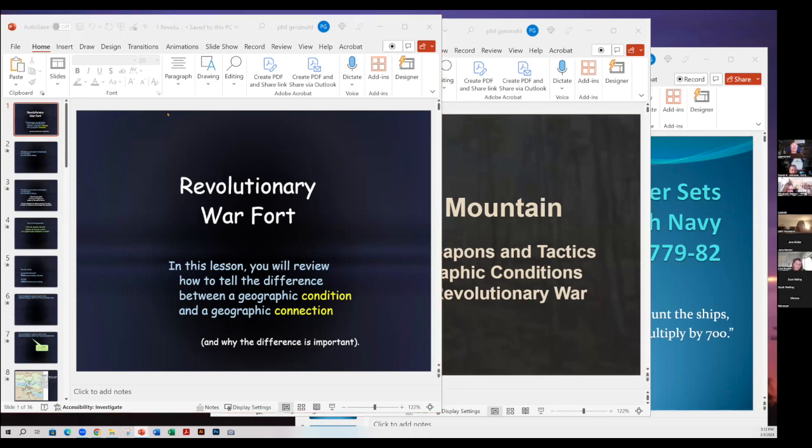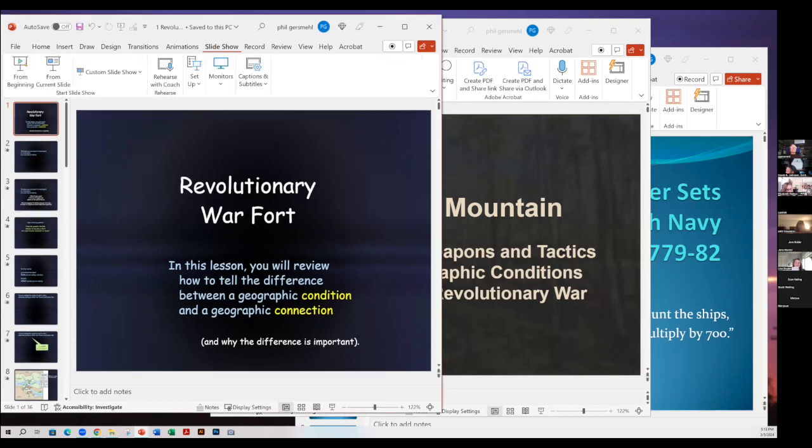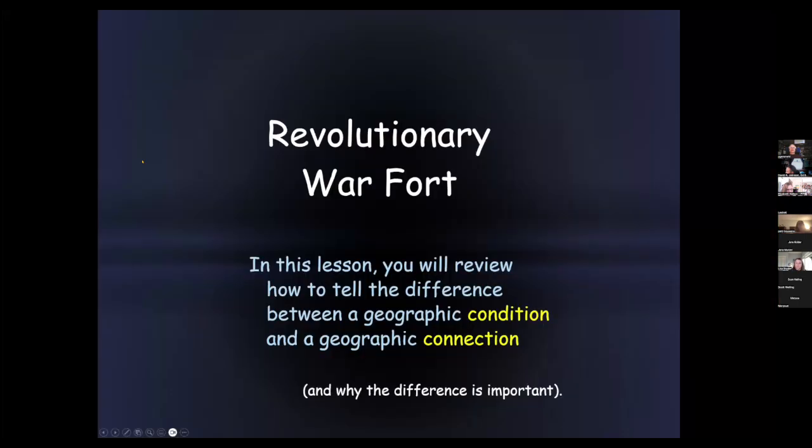I lost where to unmute it here. So you should see Revolutionary War Fort up on the screen. Yes, no, somebody? Yes, I see it. Yeah, okay.